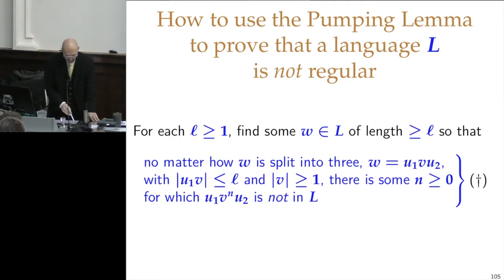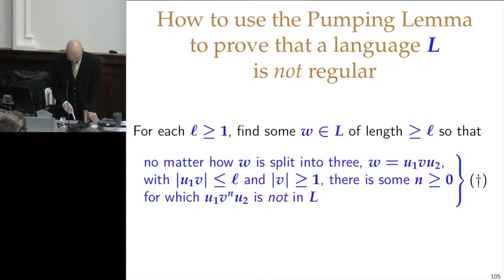For every value of L in the strictly positive natural numbers, I must find a string at least that long in L that cannot be pumped. So it's an infinite number of cases that I must produce in order to prove that the language is not regular. That sounds like a lot of work.